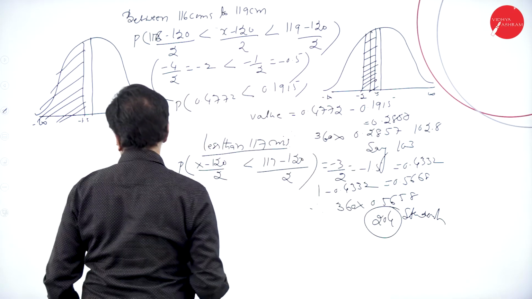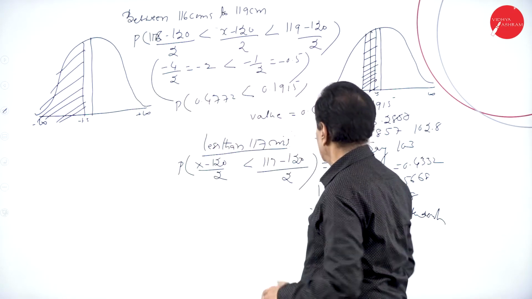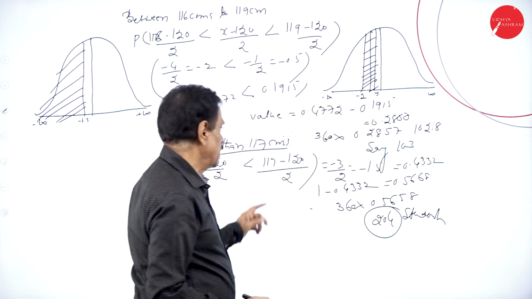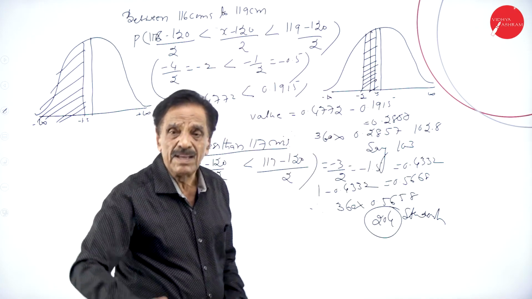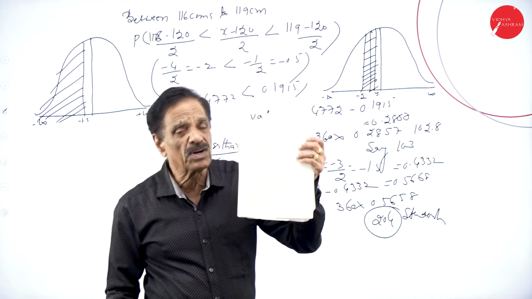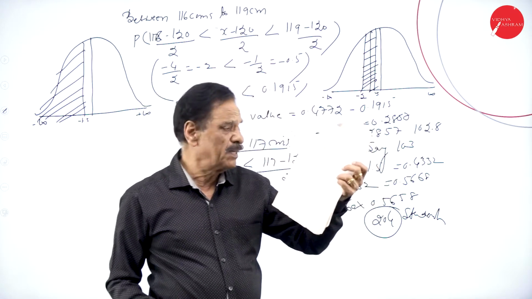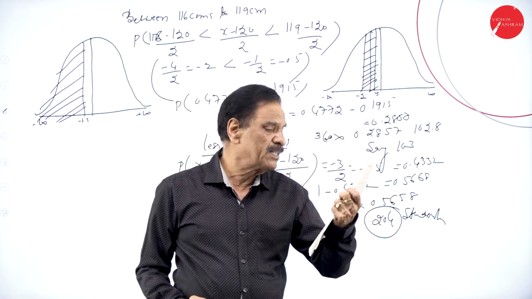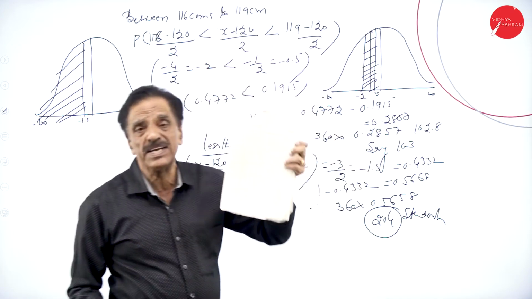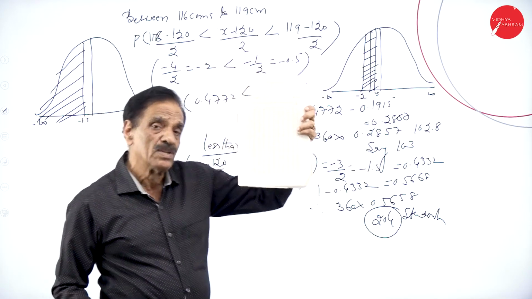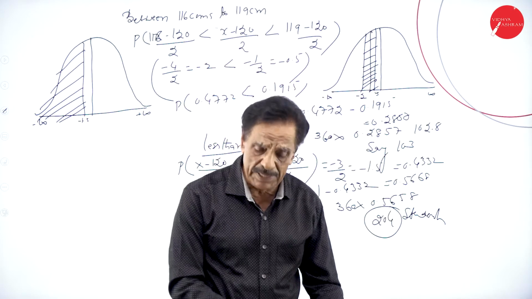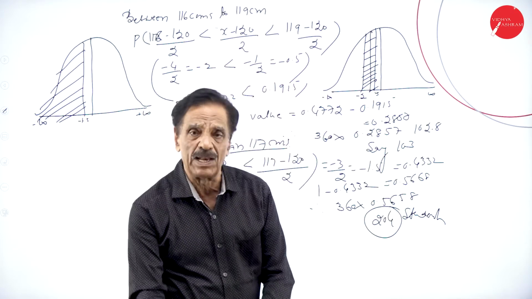This is the way you have to do it for less than. The number of students is 360. As per the table, there is no negative answer. It starts from 0, so even negative will be taken as a positive value, because the table given by the university goes from 0 to Z. That's why we take the negative as a positive value.